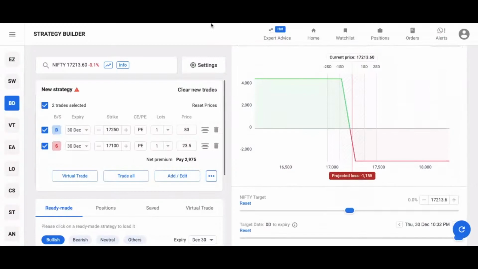And even now, despite the fall, it's still at 17200. It hasn't broken. So there's no big difference just because it fell by 30, 40, 50 points. That is nothing. That is insignificant.